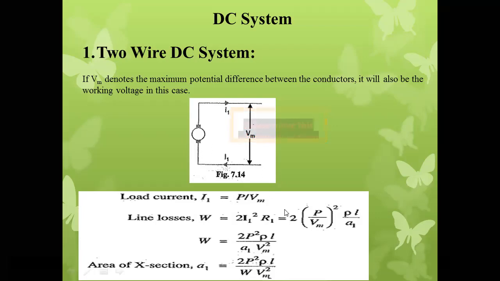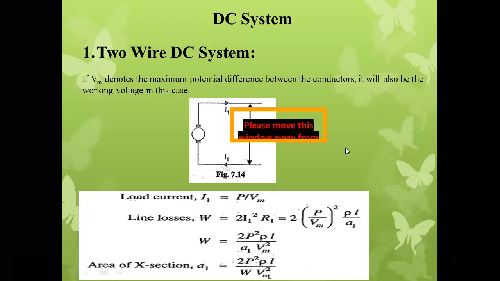So the load current I1 is equal to P by Vm, and line losses W is equal to 2 into I1 square into R1. The 2 is because there are two conductors carrying the same current, and having the same length means they have the same resistance, so it is multiplied by 2. So W is equal to 2P square rho L divided by A1 into Vm square, where A1 is the area of cross section of the conductors, same as in the overhead system. A1 is equal to 2P square rho L divided by W into Vm square.